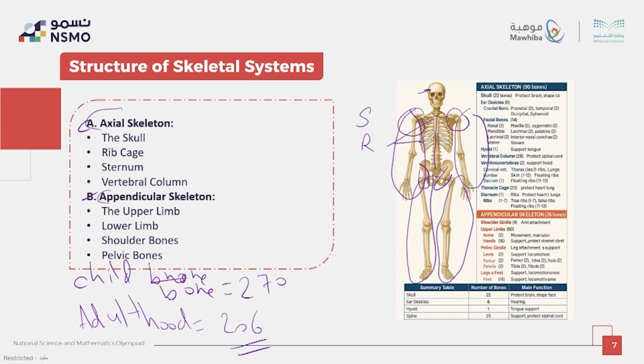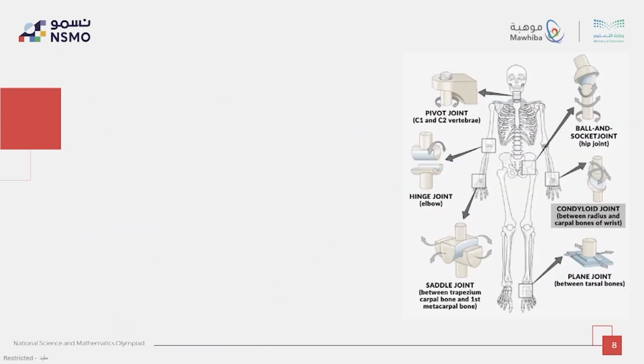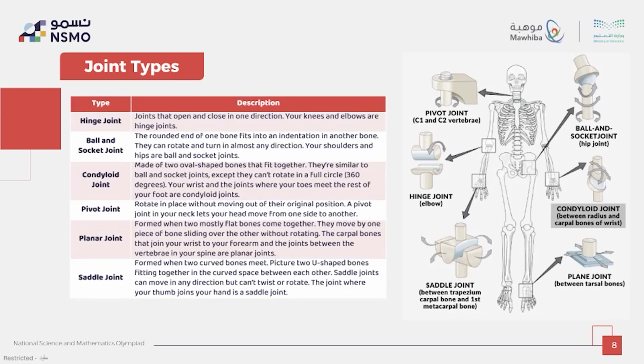Okay, don't forget that. If you want to see the big picture of the skeletal system, we have to know the joints. Joints connect bones and come in different types. The knee joint moves in one direction while the shoulder joint rotates freely. So let's talk about joint types. The first one we have here is the hinge joint, the elbow. It moves like a door hinge, opening and closing in one direction.